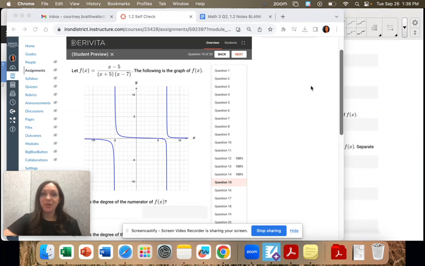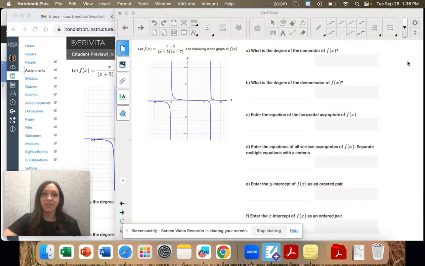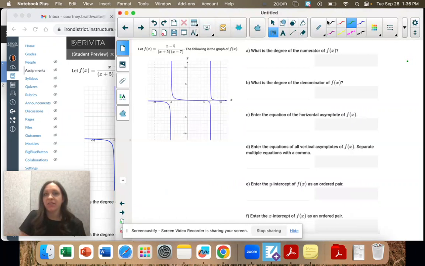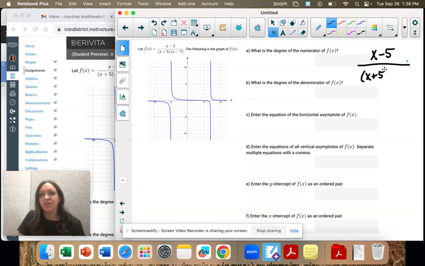Another one just like what we've been doing. Okay, so we have an equation, we have a graph. So I'm going to rewrite it here: (x minus 5) over (x plus 5)(x minus 7).